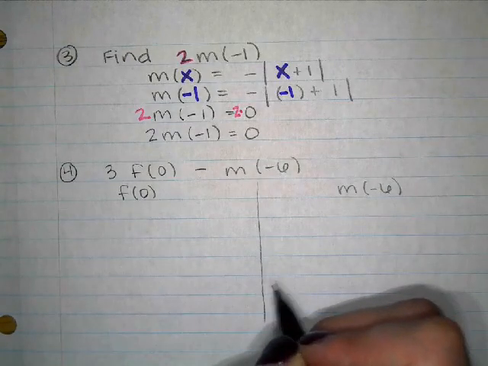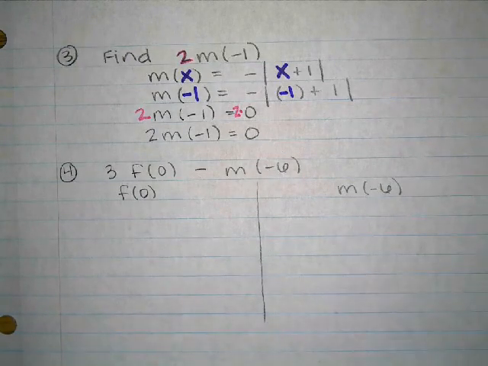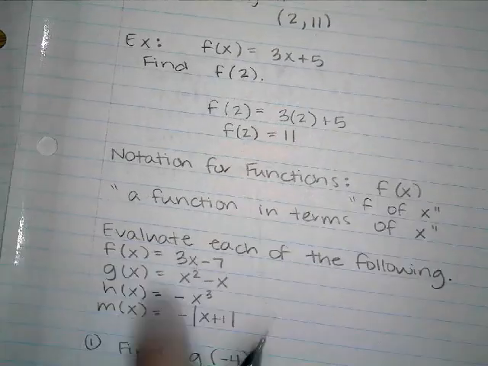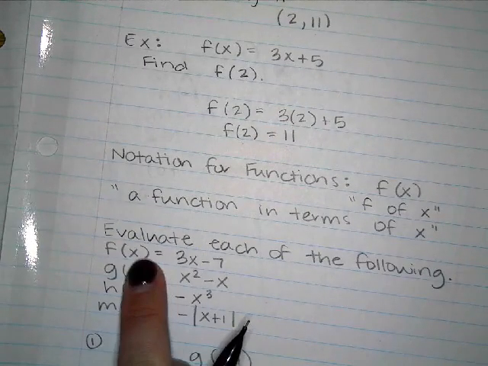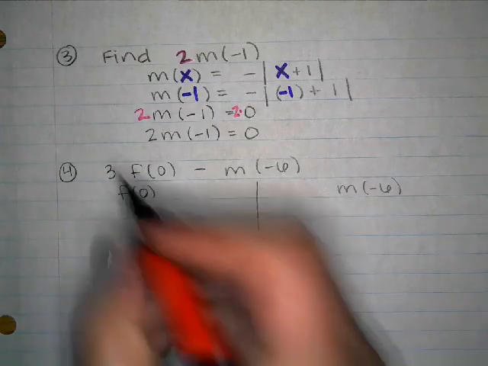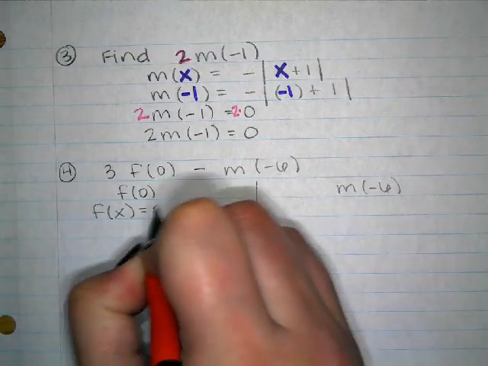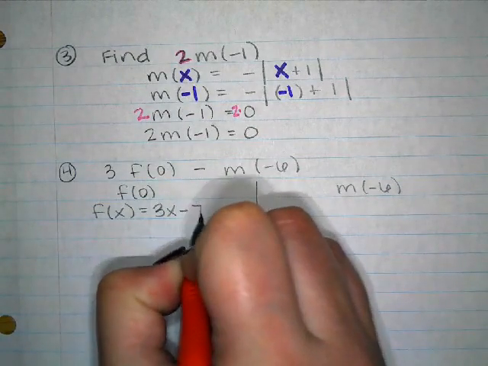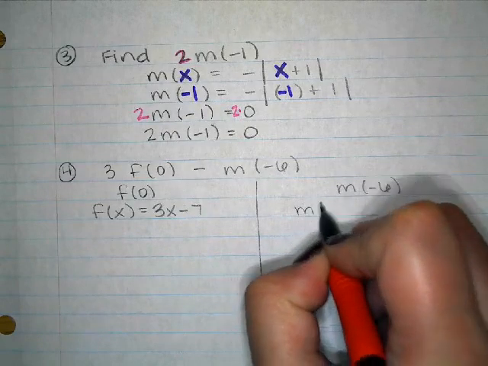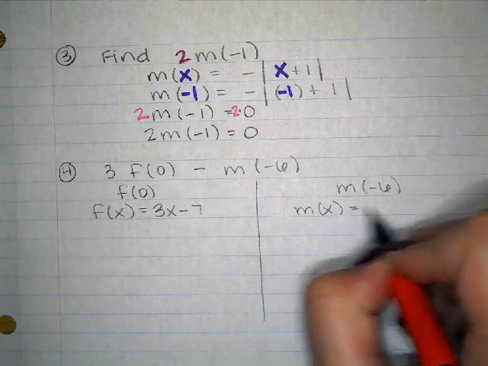Okay, so for f of x, I have to write down 3x minus 7. So let me go ahead and do that. F of x is 3x minus 7. M of x is negative absolute value of x plus 1.